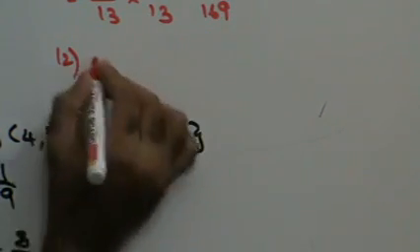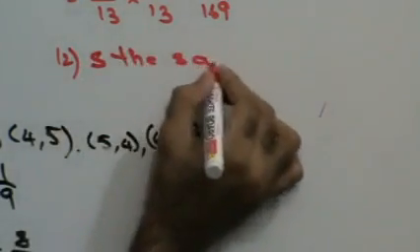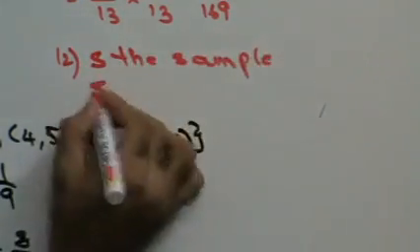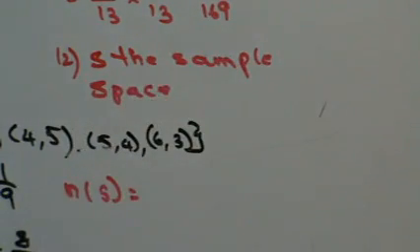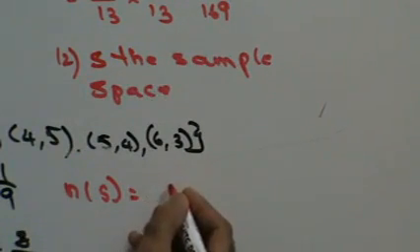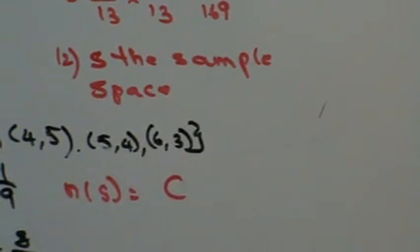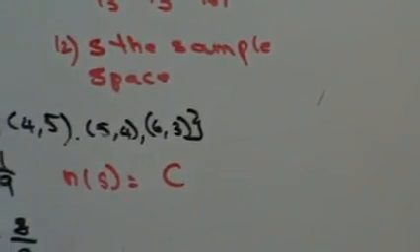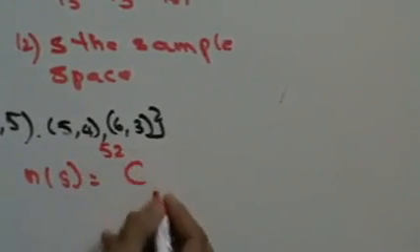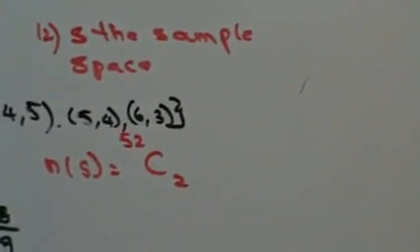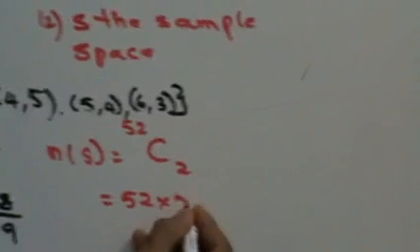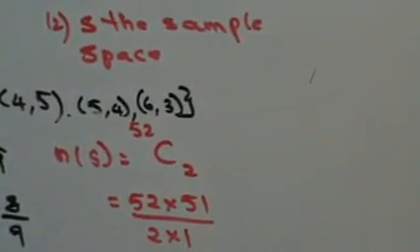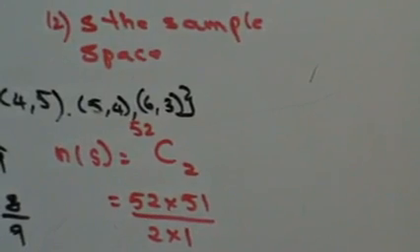Now let us assume that S is the sample space. So number of elements is n(S). Now instead of a single card, I am drawing two cards. When you are drawing more than one object, you have to use permutation or combination. Since the order of arrangement is not important, you will be using combination. Total there are 52 cards in the pack and I am drawing two cards. This is 52 into 51 upon 2 into 1. That's going to be my number of elements in the sample space.